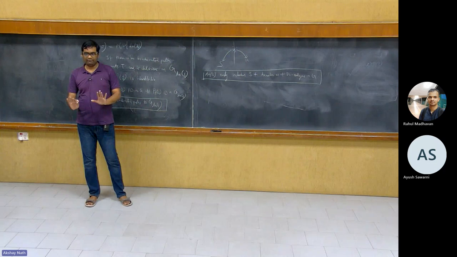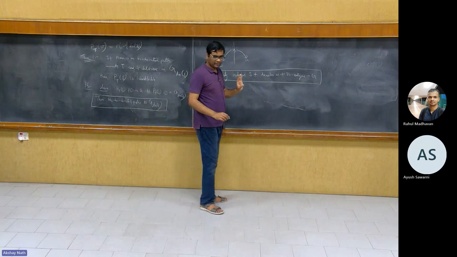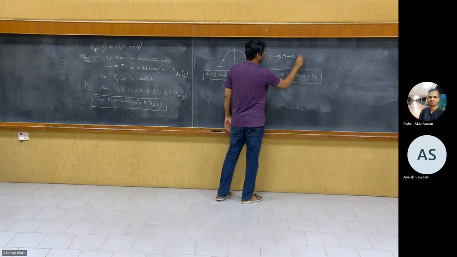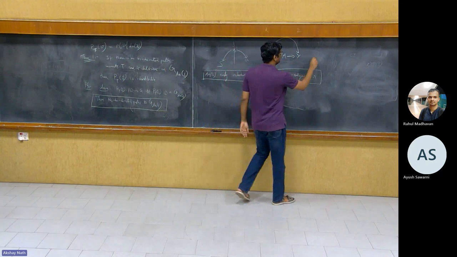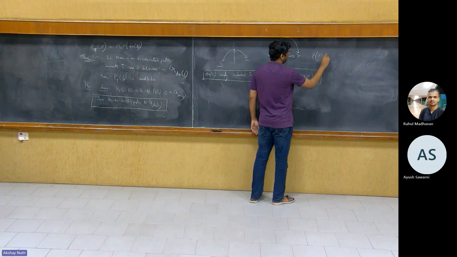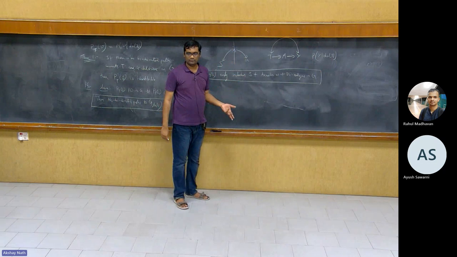So let me give you a very simple non-trivial example. Front door. So what was front door? T, mediator M, Y, and there was a confounder in the original graph, very clearly. P of Y given do T. Let's actually try to apply this theorem.